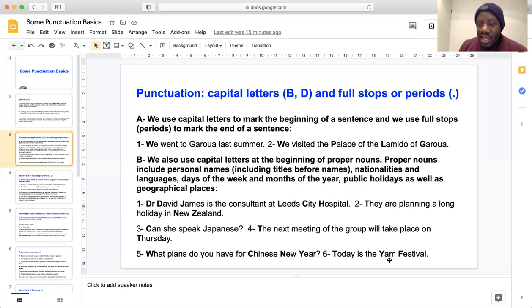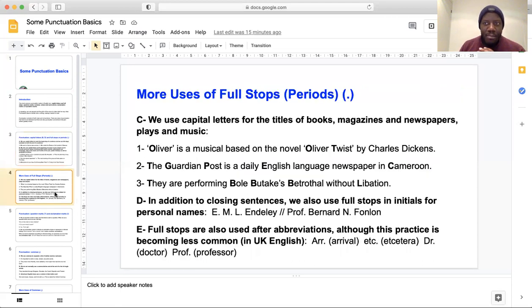Or today is the Yam Festival in Lagos. Today is a Yam Festival, Yam, capital Y, Festival, capital F. Today, capital T. So this is capitalization. Now, more uses of capital letters. We use capital letters for titles of books, magazines, and newspapers, plays, and even music. So we can say Oliver is a musical based on the novel Oliver Twist by Charles Dickens. Or we can talk about what's the name of be proud of who we are.